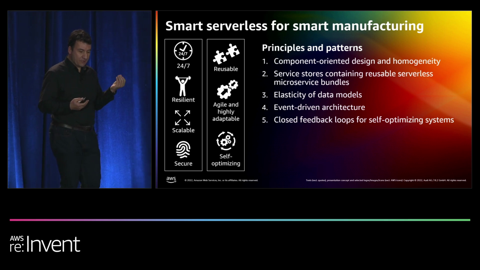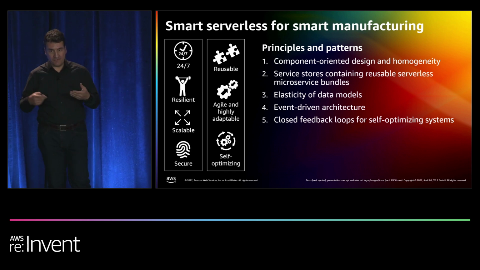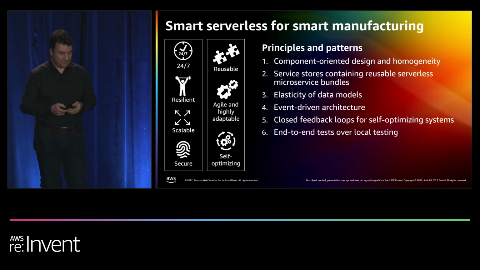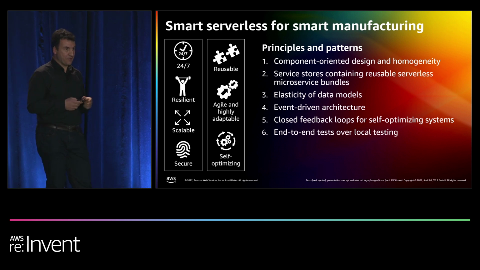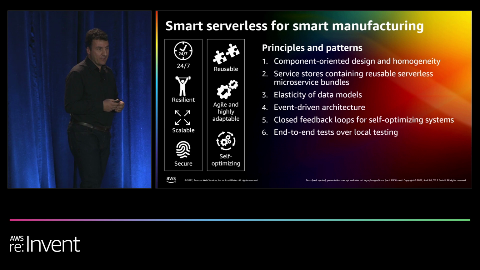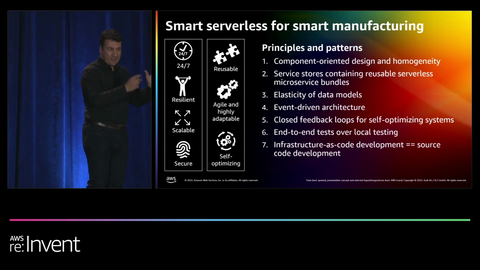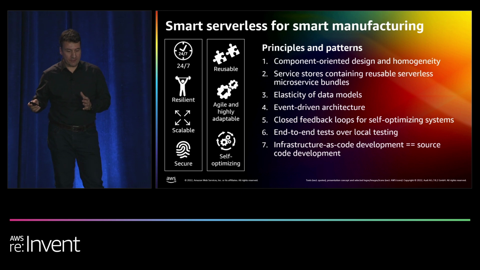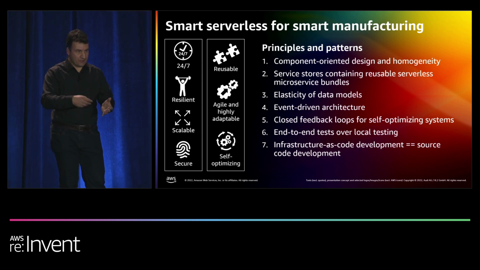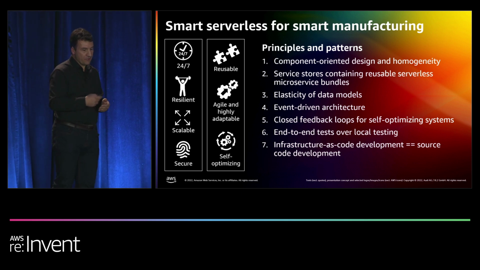And to really leverage self-optimization, apply the principle of closed feedback loops for self-optimizing systems. And, as mentioned, cover everything with end-to-end tests. Don't only rely on your unit tests, have end-to-end tests for your whole application. And for infrastructure as code development, do it in the same way as you do your normal source code development. Have the same developers do it, no separate teams that work on the infrastructure. Everything should be done in the same code base.